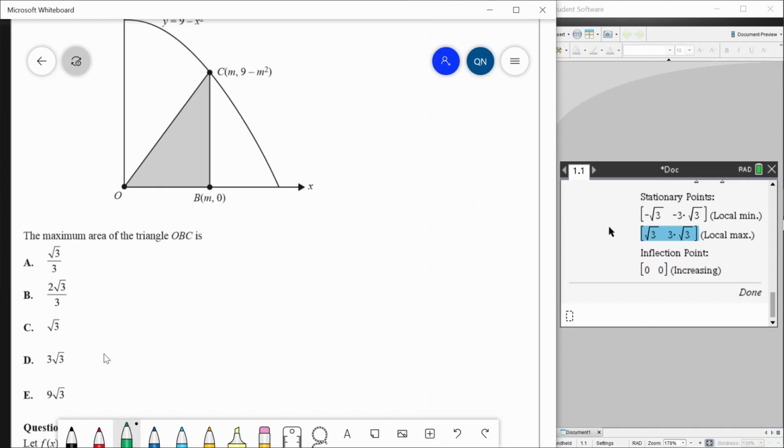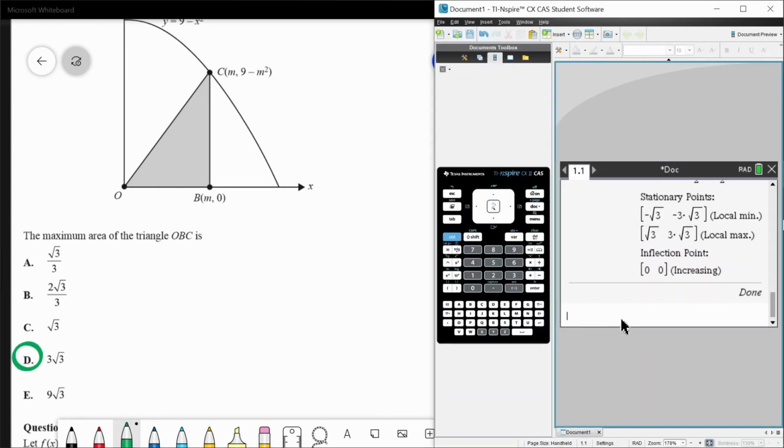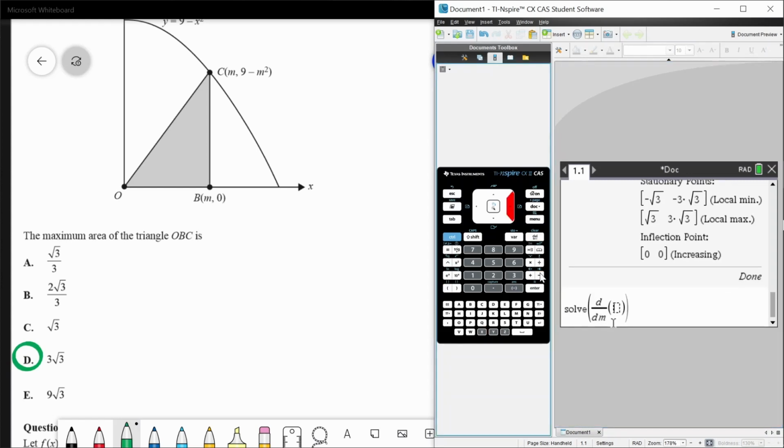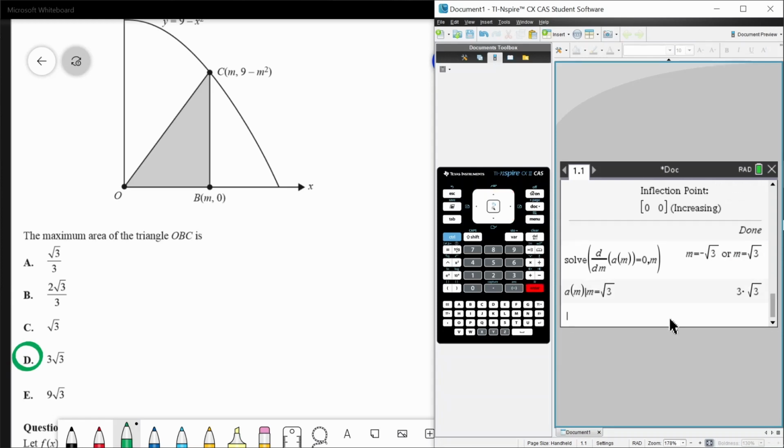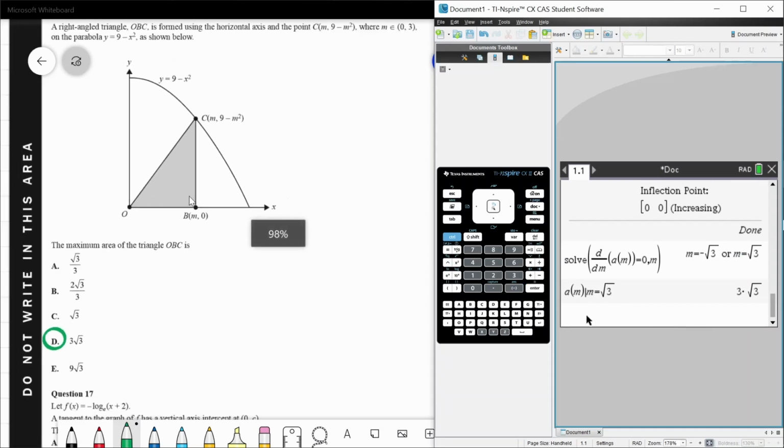So yeah, if you want to do this without the programs, if you don't have it for some reason, then what you can do is take the derivative with respect to m of A of m and solve this derivative equal to 0 with respect to m, and you get those values. But these are only the m values. You want the A values. So what you do is use your function A of m with only this condition over here, and you get 3 root 3.